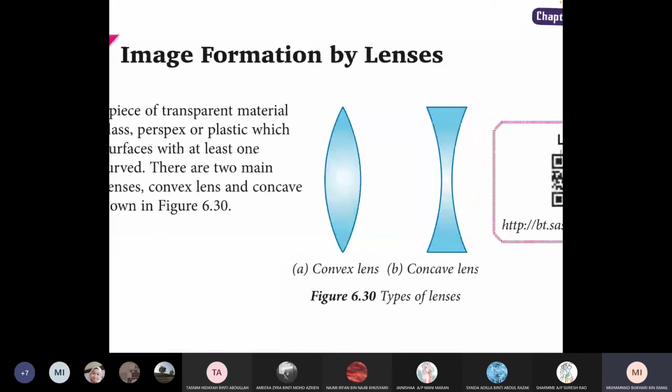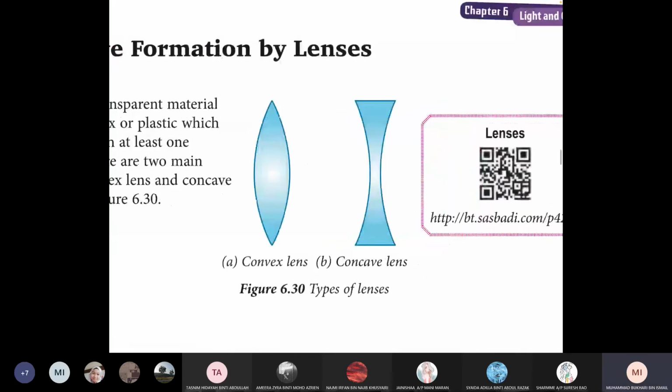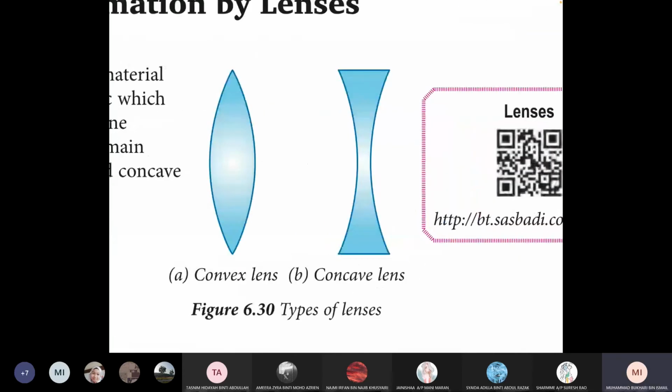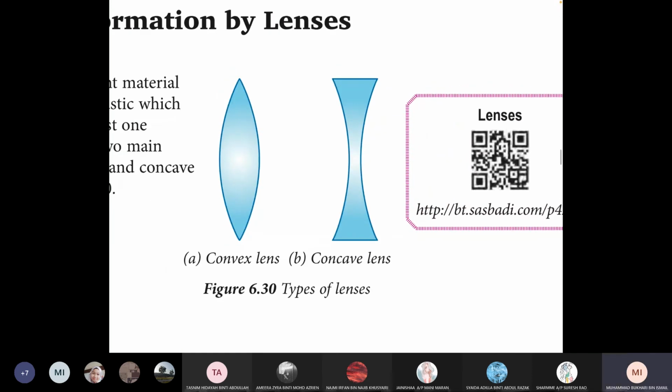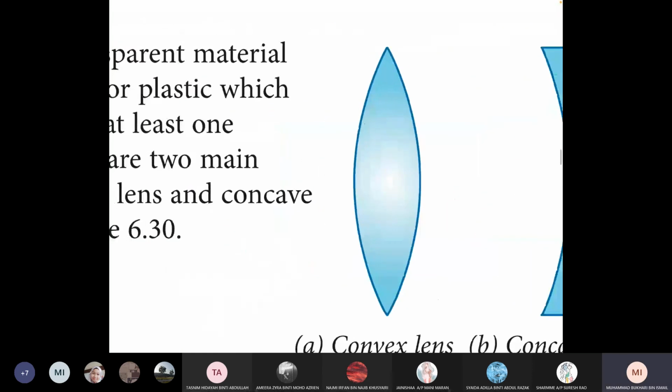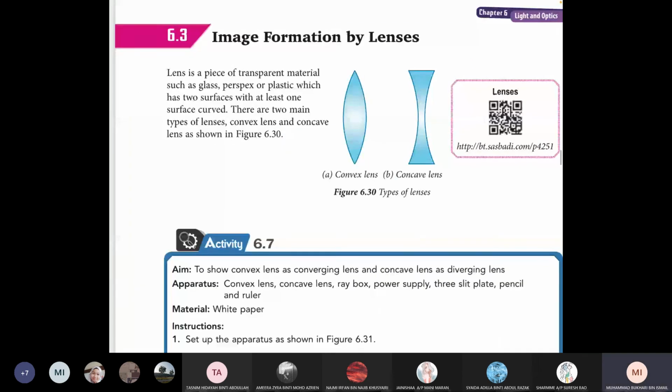There are two types of lens. We have convex lens and concave lens. Okay, we will learn convex lens first. We are going to learn this one first.